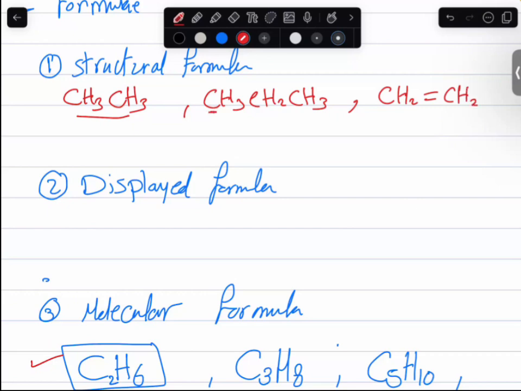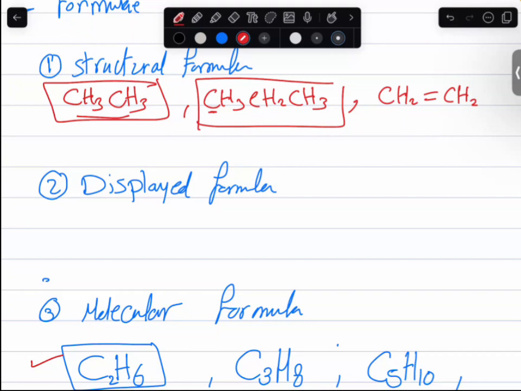The structural formula contains the total number of hydrogens bonded to a specific number of carbon atoms, or if we have oxygen, for example, we write the total number of oxygens bonded to a specific number of carbon atoms. This is the structural formula. I need you to notice the difference between them.